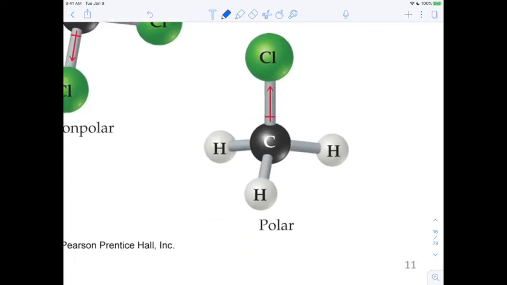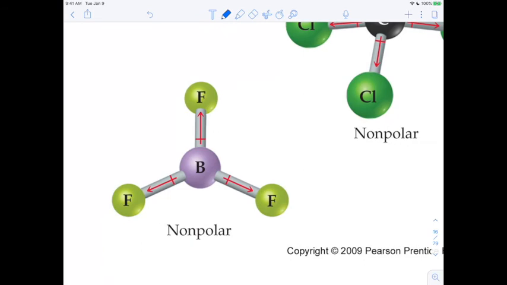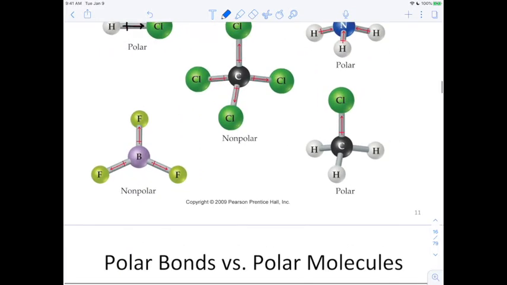Here we have our CH3Cl, and even though it has a symmetrical shape, the fact that we have only 1 chlorine and the other 3 are hydrogens makes it polar. So the outer atoms don't match. And here's our BF3. This is a symmetrical shape and all the outer atoms match, so this is nonpolar. Any questions on anything here so far?